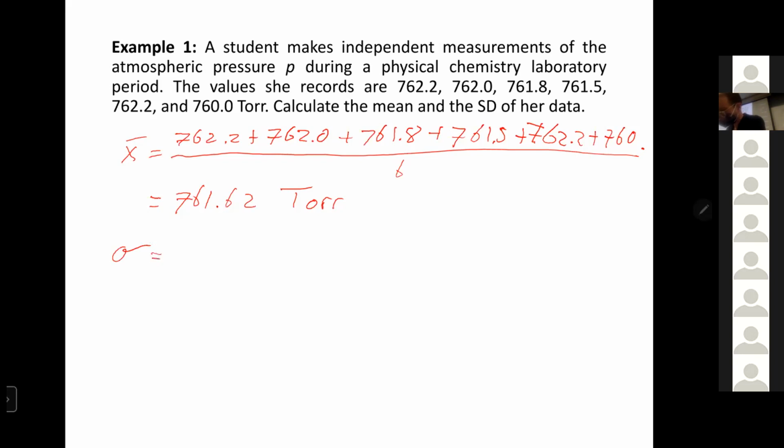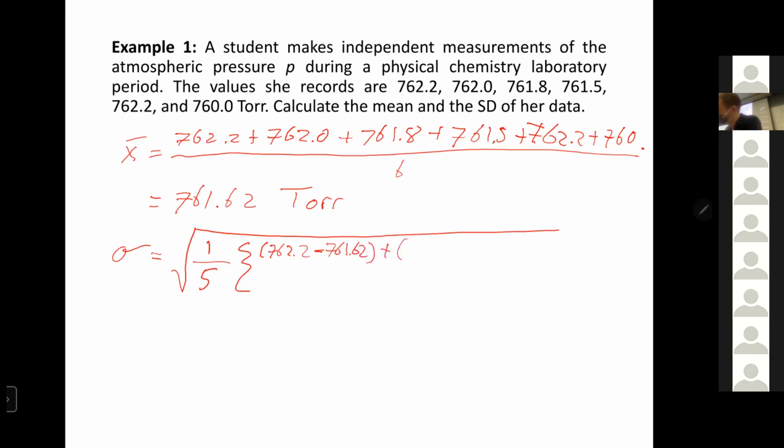Sigma for these measurements? Well, sigma is just the square root of 1 divided by the degrees of freedom, which in our case is, we took 6 measurements. So the degrees of freedom that we would use in this calculation is 5. And we're then going to take the sum over each measurement, and we're going to take the difference between the measured value, so 762.2, and the average. So subtract 761.62. And then we do this for each point.